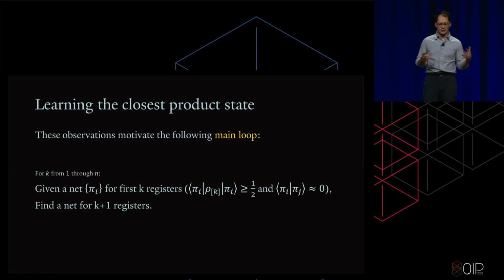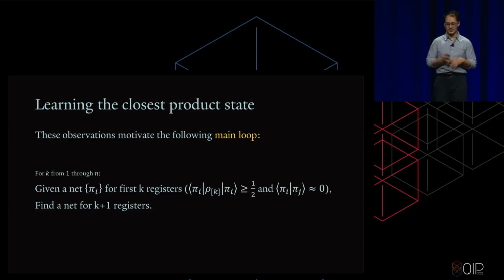So the main loop of the algorithm is something like this. For k from 1 through n, where k is going to be the size of the prefix of the state I take: if I gave you a net, pi i, where I'm taking pi to mean a product state, for the first k registers, by net I mean that all the pi i's are good product state approximations and they're all pretty far from each other. Find a net of product state approximations for the first k plus 1 registers.